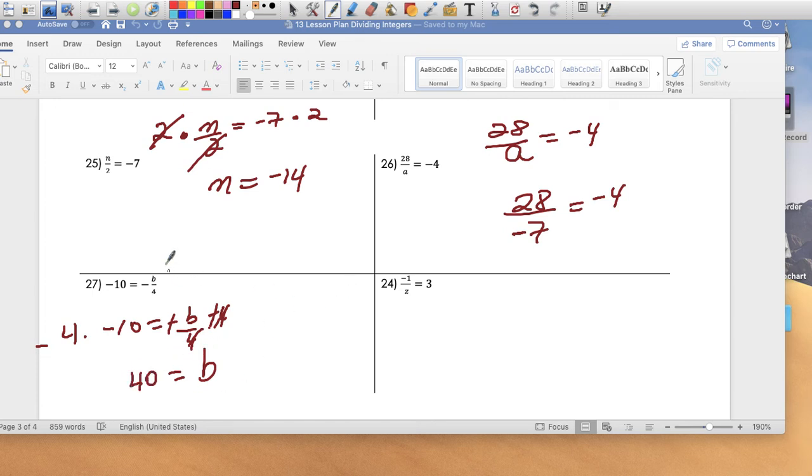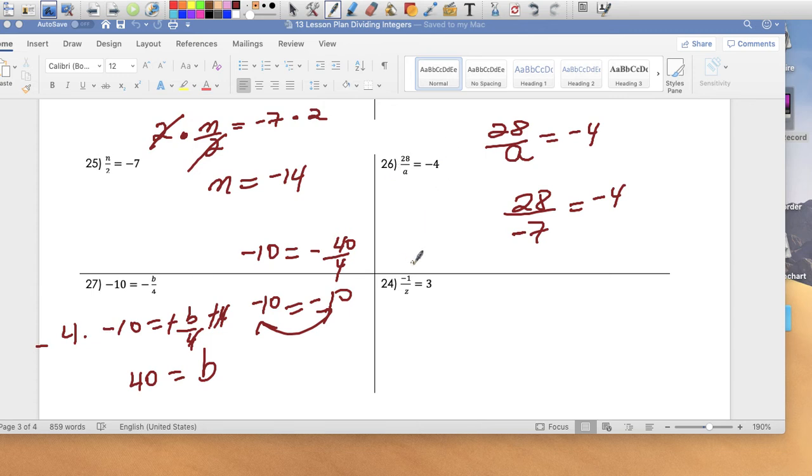You can always substitute to check your answer, right? So this says that negative 10 equals the same thing as 40 over 4. Is that true? Well, this is negative 10, and 40 with a minus sign over here. 40 divided by 4 is 10. So you know that you got the right answer. So in each of the previous ones, and I forgot, we can do a solve and check, right?